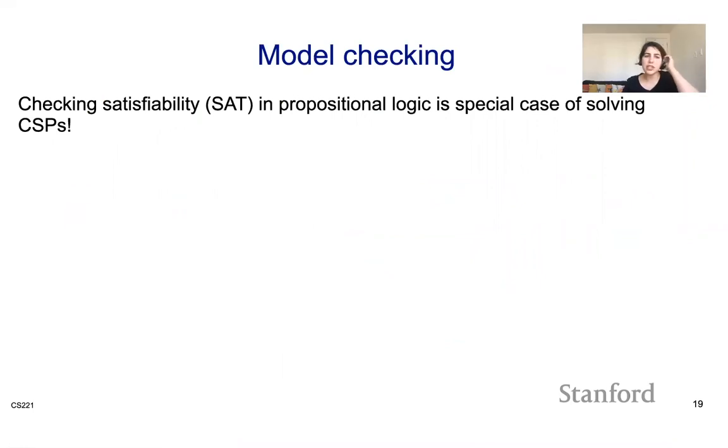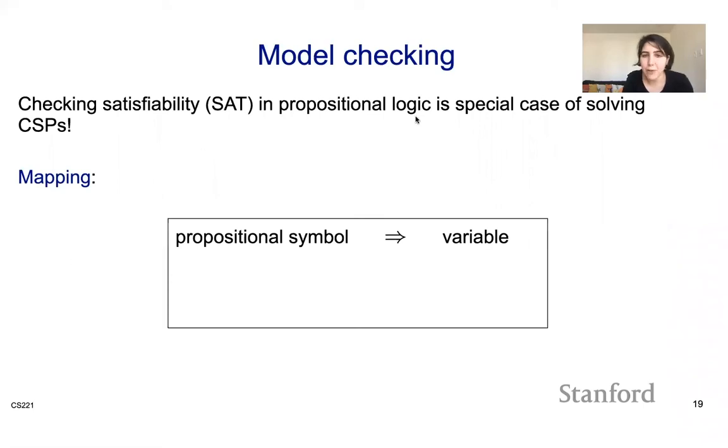satisfiability? So checking satisfiability, the SAT problem in propositional logic, is basically just a special case of solving a constraint satisfaction problem, a CSP. And we have already learned about CSPs and solving CSPs. So what that means is we can basically check satisfiability by solving the CSP, with algorithms that we already have access to. Okay, and this idea of checking satisfiability is called model checking. You're checking if a model exists or not. You're checking if an assignment exists or not.